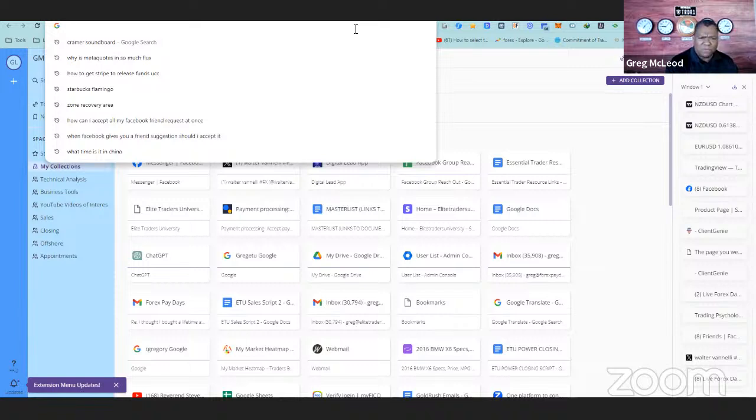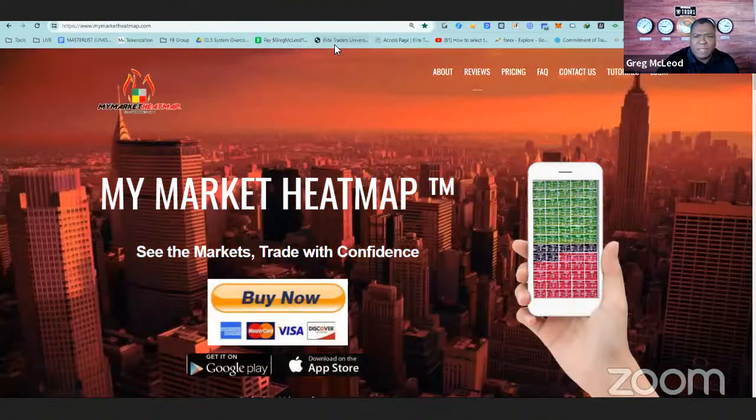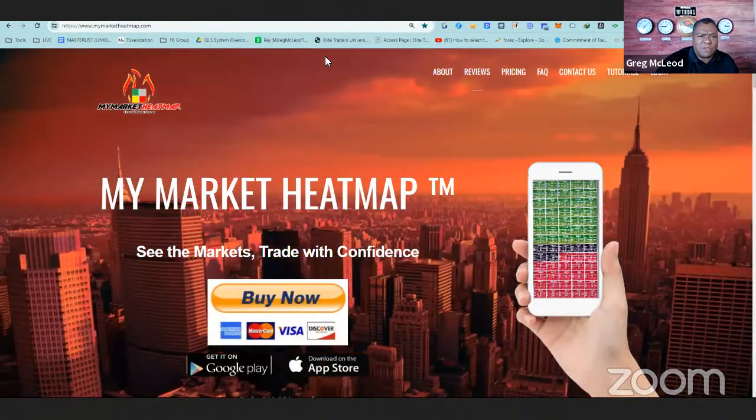IMF upgrades China growth forecast to 5% on strong first quarter policy measures. Okay, and let's go to my market heat map to find out more about that. My market heat map is an arrangement of currency pairs and financial instruments arranged by percentage change. These green tiles move up in an uptrend, they move down in red in a downtrend, and if they're black or gray, that means stay away.